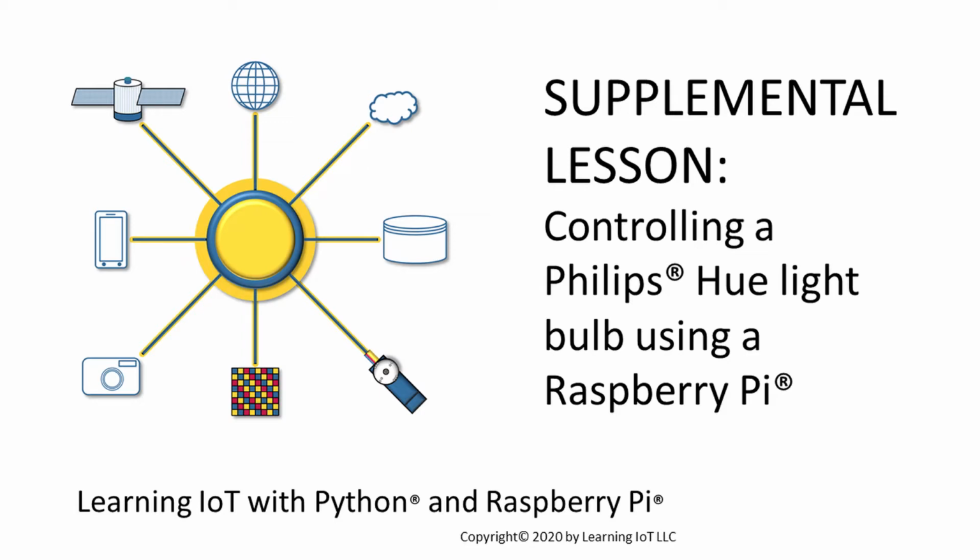This video accompanies Learning IoT with Python and Raspberry Pi. In this video, you will learn how to control a Hue light bulb using Python code and your Raspberry Pi. In addition, you will learn how to modify this code to turn a Hue light bulb on and off in response to sensor readings.